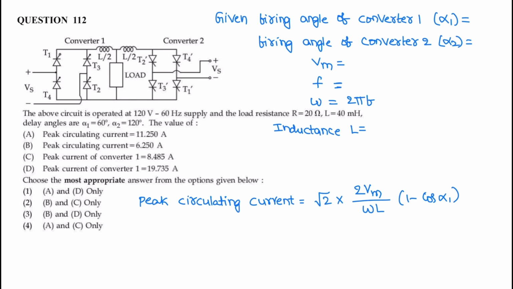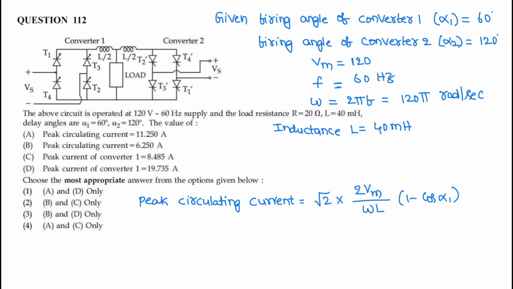Next question. Given firing angle of converter alpha 1 is 60 degrees, firing angle of converter 2, alpha 2, is 120 degrees, and Vm, the peak voltage, is 120 volts, frequency is 60 Hz, angular frequency omega is 2 pi f, that is 2 pi into 60, 120 pi radian per second. The value of inductance L is 40 millihenry. We need to calculate peak circulating current.